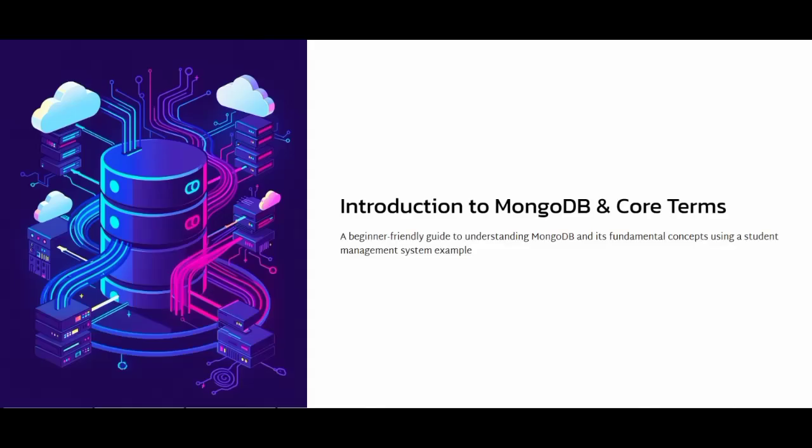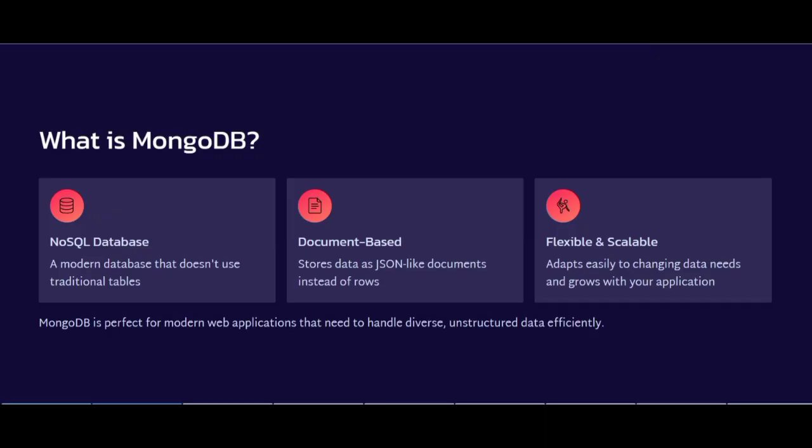In this video, we are going to cover more about MongoDB and the core terms that are going to be used in MongoDB. So first of all, what do you mean by MongoDB? We have already discussed that MongoDB is a NoSQL database. NoSQL means that this database is not going to store the data in a table format. That means it is going to store the data in other formats. So in MongoDB, it is going to store the data as a document.